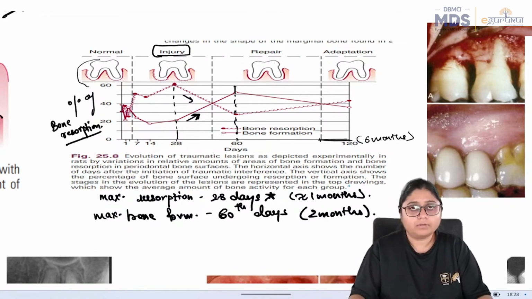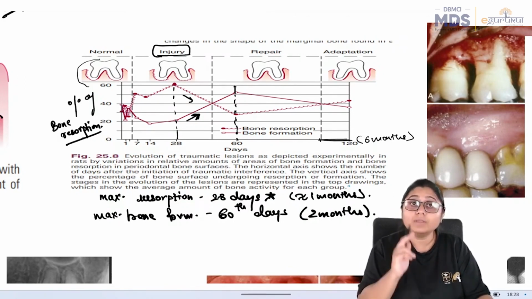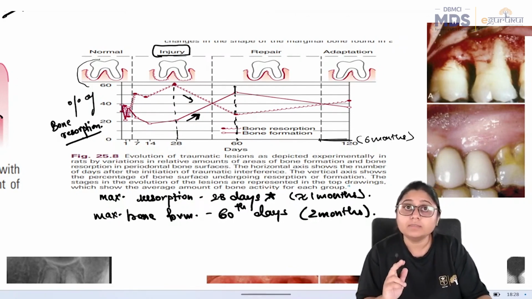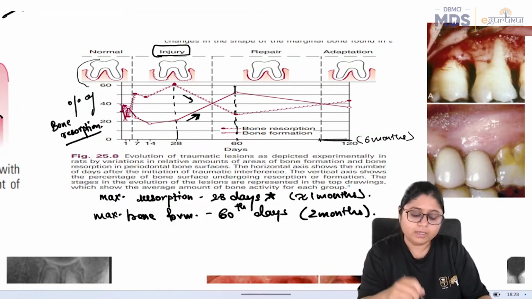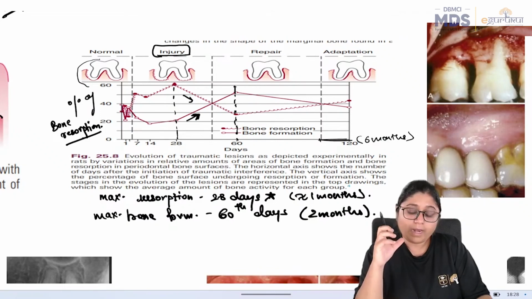If the occlusal forces are removed, then the tissue will return to normal. See, TFO is reversible. Just remember it, TFO is reversible. But if the abnormal forces are not removed, then the tissue will adapt itself.